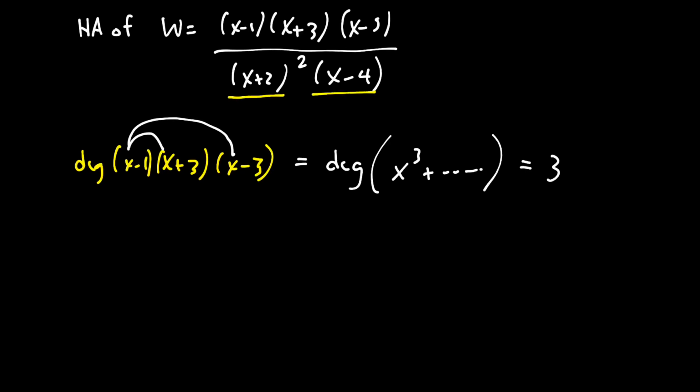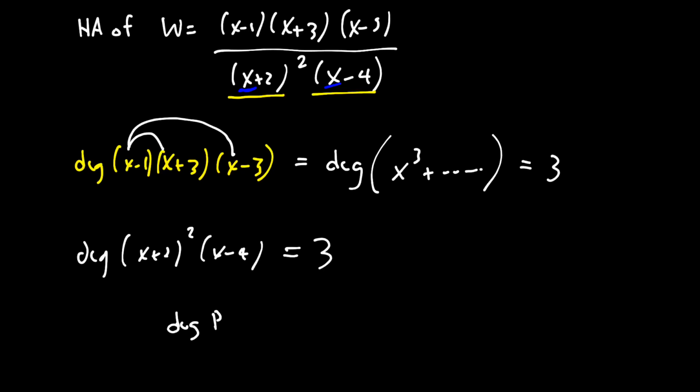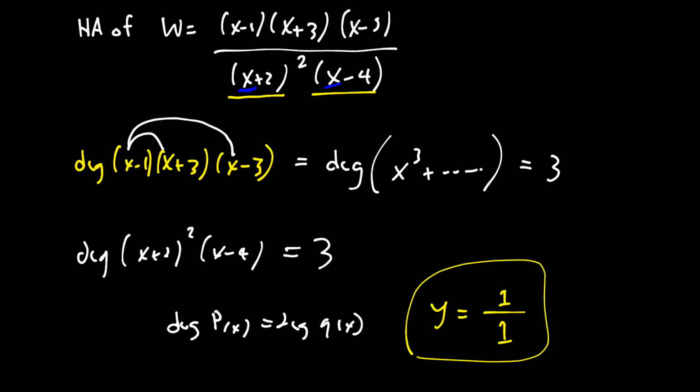So we want to multiply x times another x times x here. So that tells us that the degree of our (x + 2)^2 times (x - 4) is also equal to 3. So this gives us that the degree of our top function, p of x, is equal to the degree of our bottom function, q of x. Therefore, we have a horizontal asymptote at y is equal to the leading coefficient of p of x, which is 1, divided by the leading coefficient of q of x, which is also 1. So we have a horizontal asymptote at y is equal to 1.